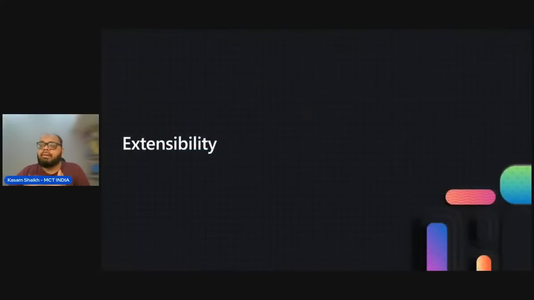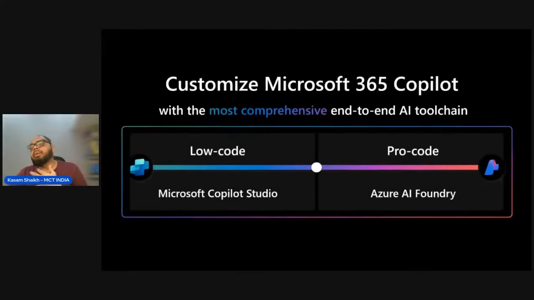Okay. Now that we have explored the steps involved in building an agent, let's look at the extensibility story. We have talked a lot about using Copilot Studio for building agents, but it can also be used to customize Microsoft 365 Copilot. Actually, this gives an end-to-end AI tool chain that meets you where you are with the right tool for the job. Copilot Studio is included in Microsoft 365 Copilot at no additional cost to extend the capabilities there using a low code approach.